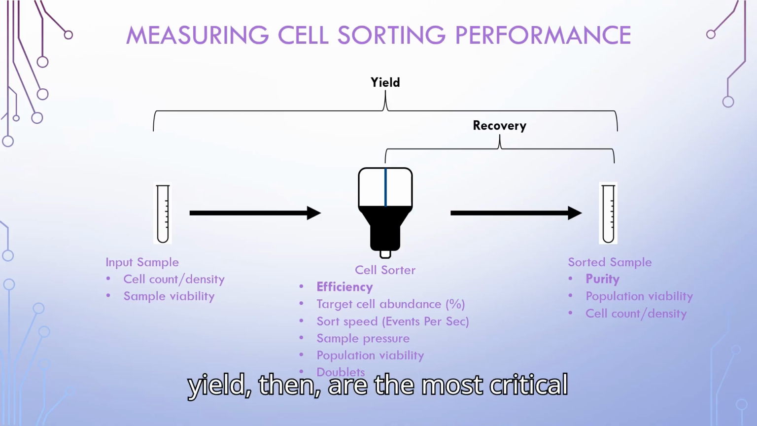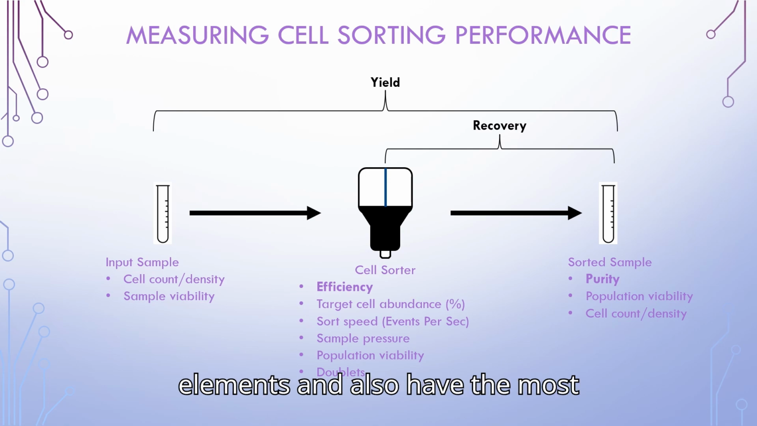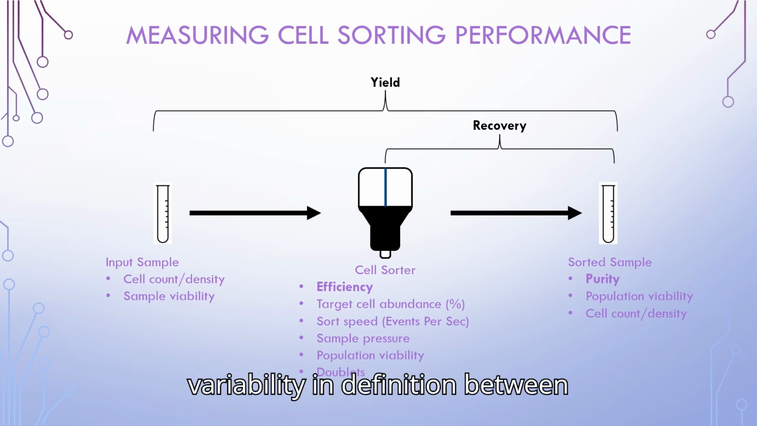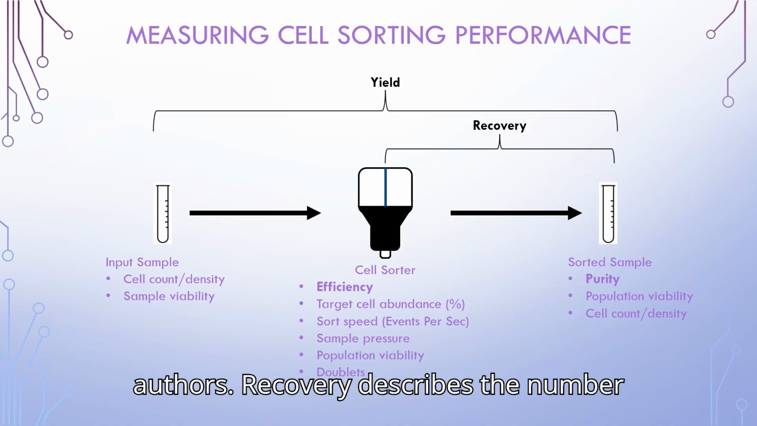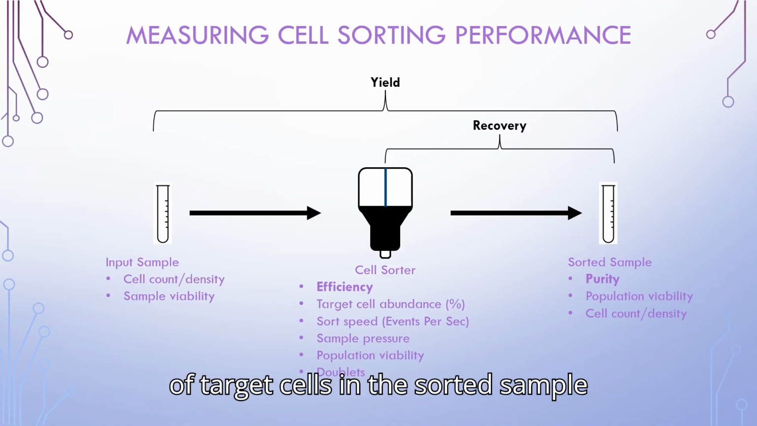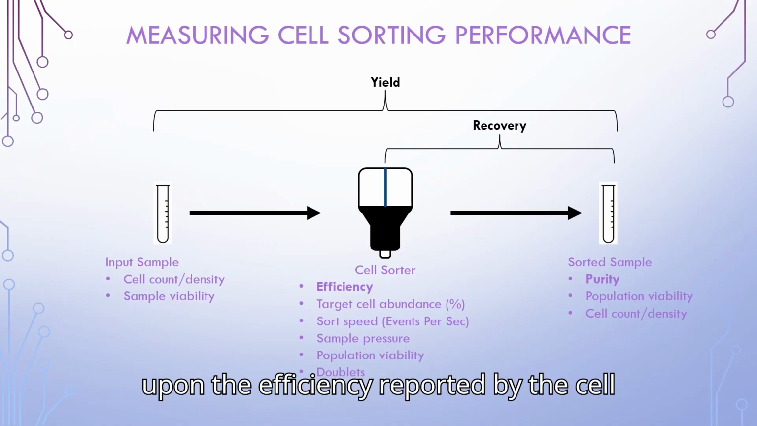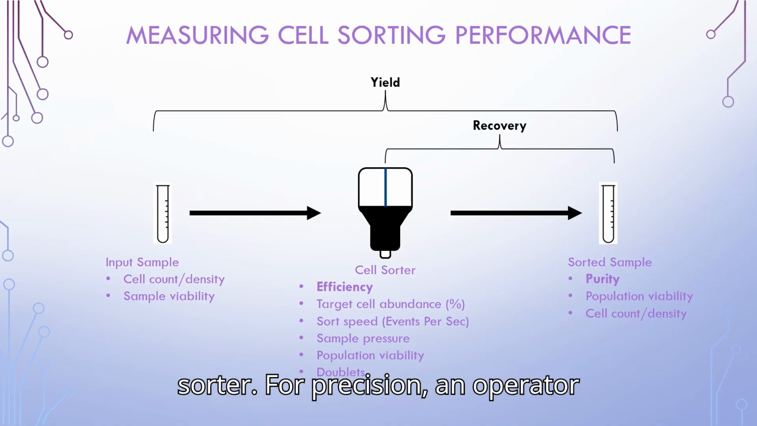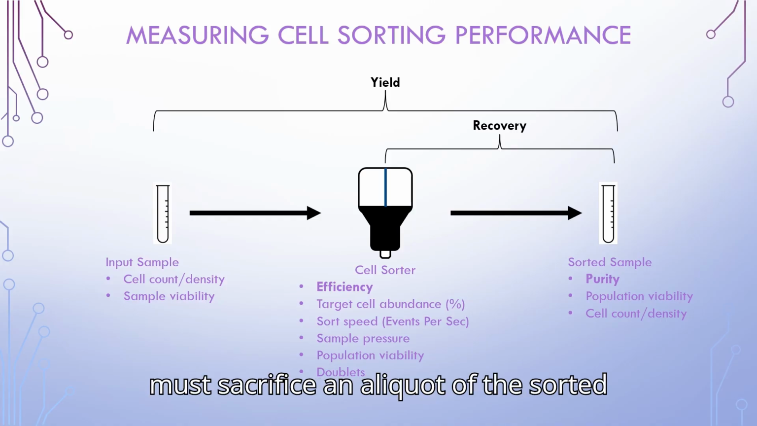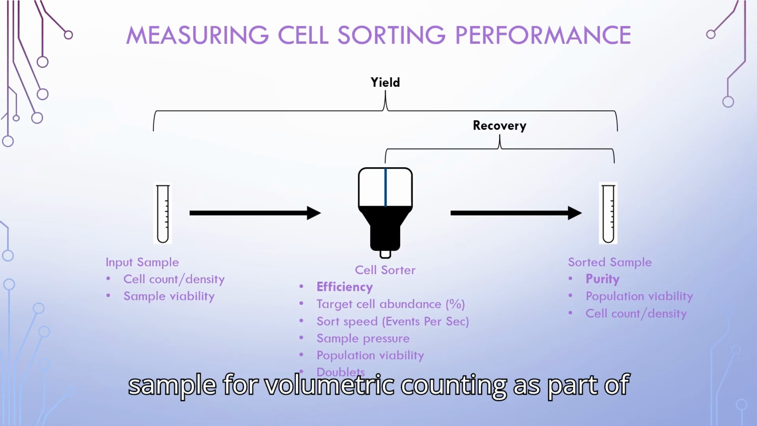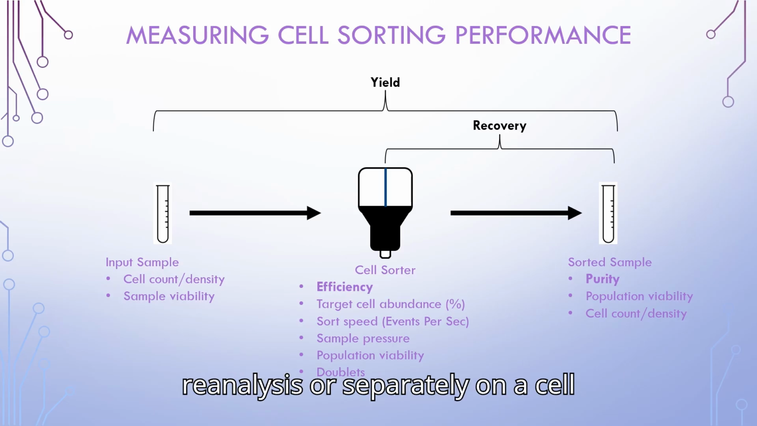Recovery and yield, then, are the most critical elements and also have the most variability in definition between authors. Recovery describes the number of target cells in the sorted sample versus the expected number of cells based upon the efficiency reported by the cell sorter. For precision, an operator must sacrifice an aliquot of the sorted sample for volumetric counting as part of reanalysis or separately on a cell counter if the cytometer cannot accommodate this measurement.